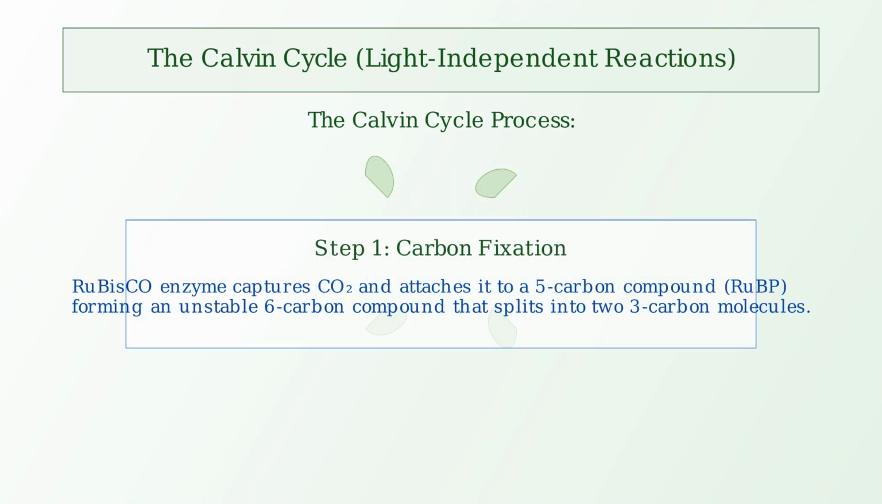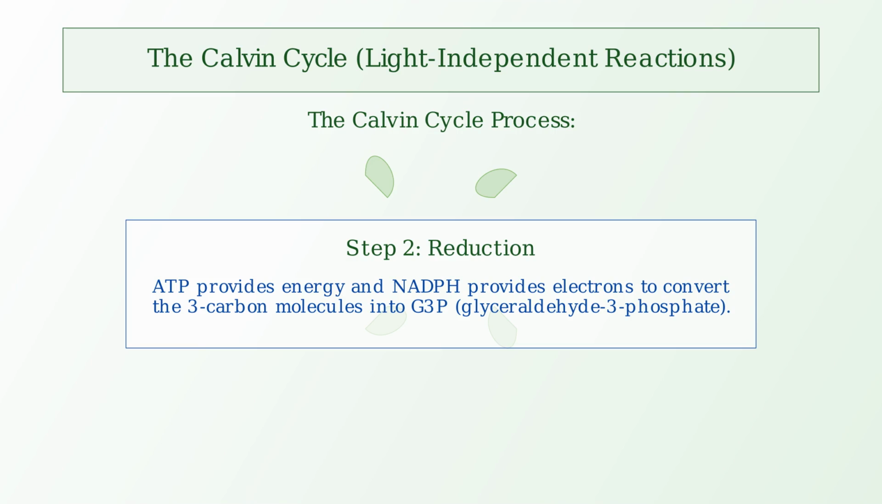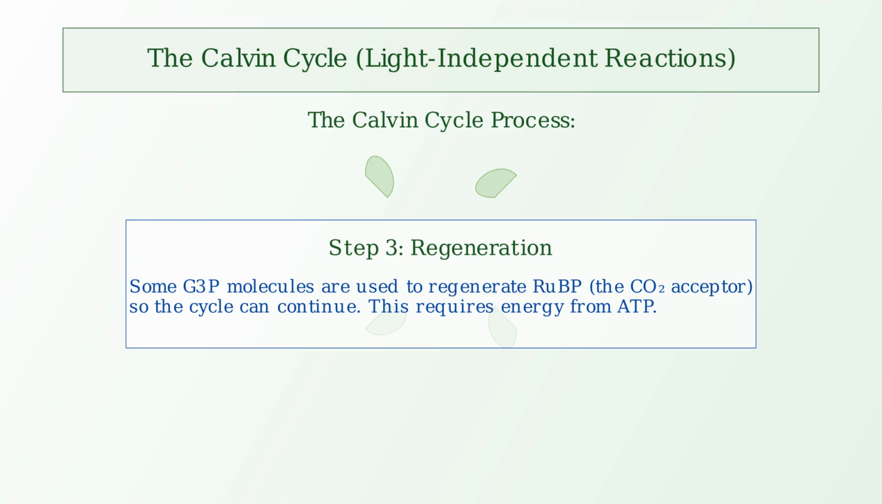In step 1, carbon fixation, the enzyme rubisco captures carbon dioxide and attaches it to a 5-carbon compound called RuBP, forming an unstable 6-carbon compound that splits into two 3-carbon molecules. In step 2, reduction, ATP provides energy and NADPH provides electrons to convert the 3-carbon molecules into a compound called G3P, or glyceraldehyde 3-phosphate. In step 3, regeneration, some G3P molecules are used to regenerate RuBP, the carbon dioxide acceptor, so the cycle can continue. This requires additional energy from ATP.